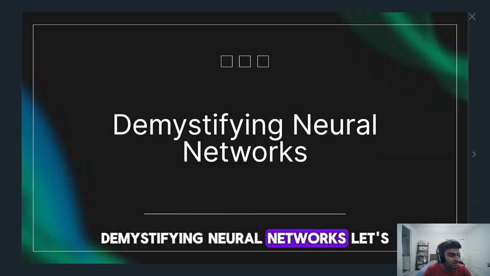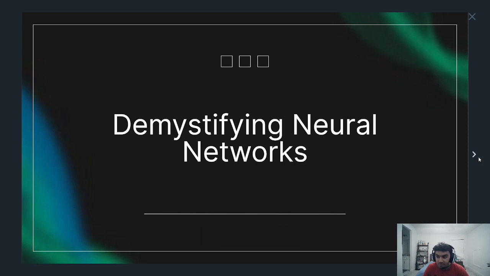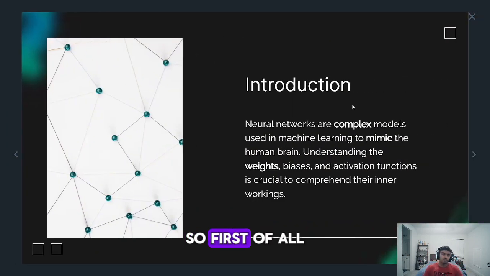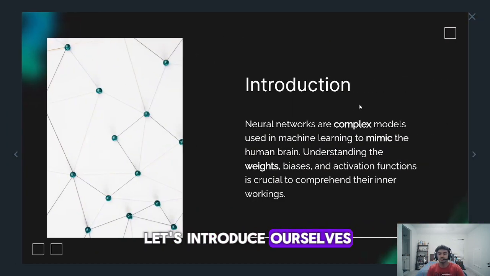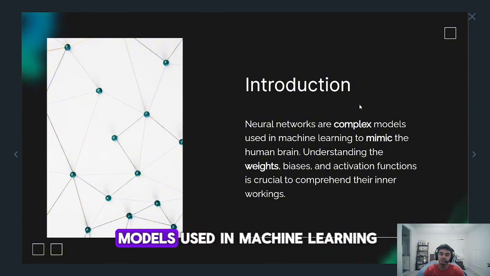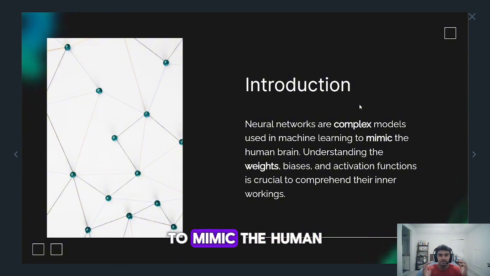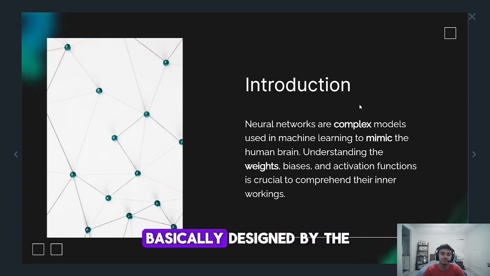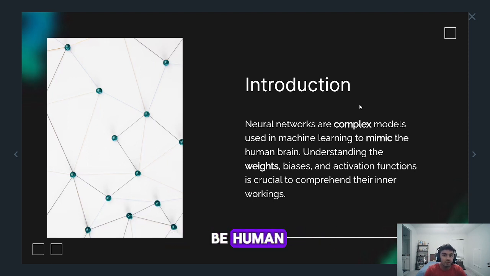Demystifying neural networks. So first of all, let's introduce ourselves. Neural networks are complex models used in machine learning to mimic the human brain. See, neural networks are basically designed by the way us humans think. So how do we think? What causes us to fire those neurons in our brain? What causes us to be human?